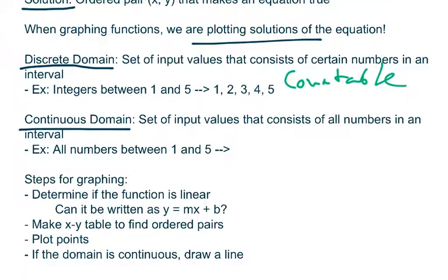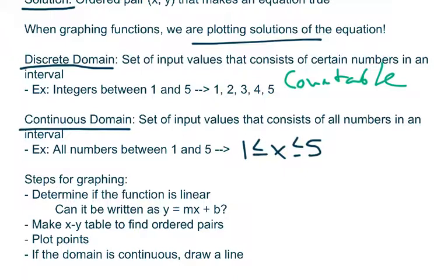Whereas a continuous domain, the second type of domain, is a set of values that consists of all numbers in an interval. So for an example, all numbers between 1 and 5. How we would write that would be 1 less than or equal to x less than or equal to 5. There's no way you could list out every number between 1 and 5 because you would miss one.